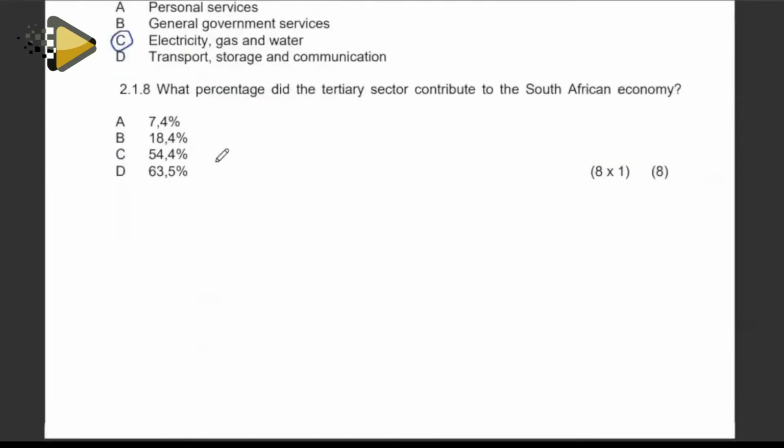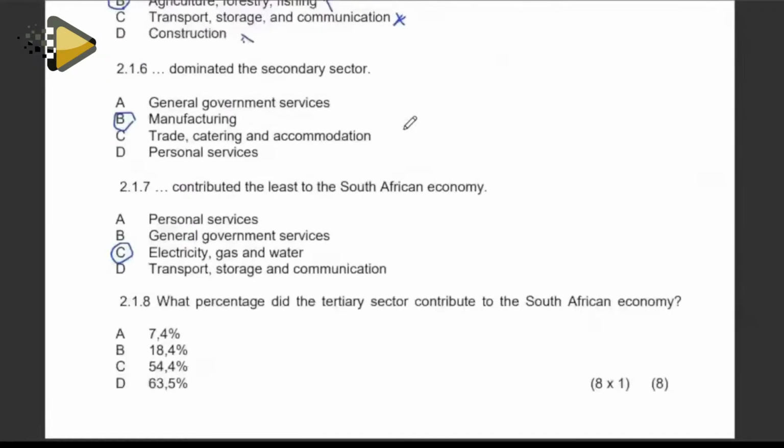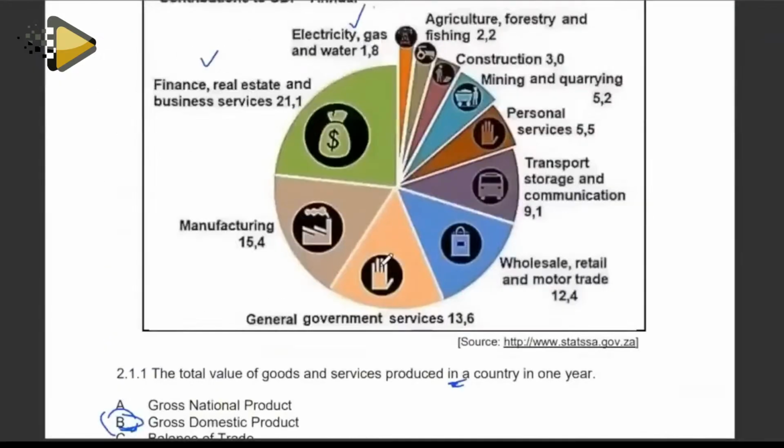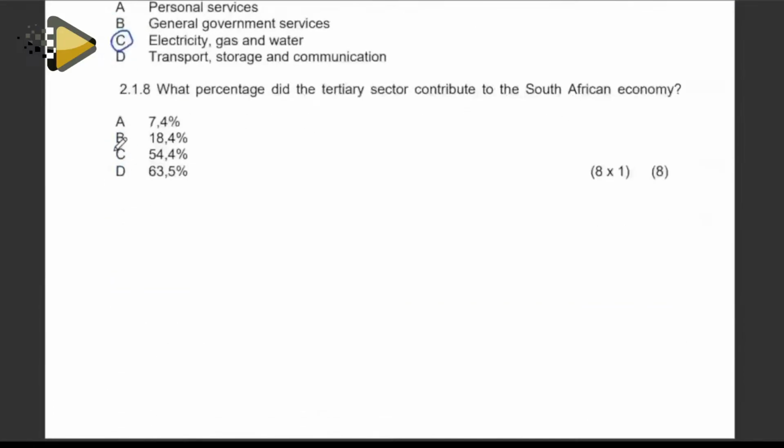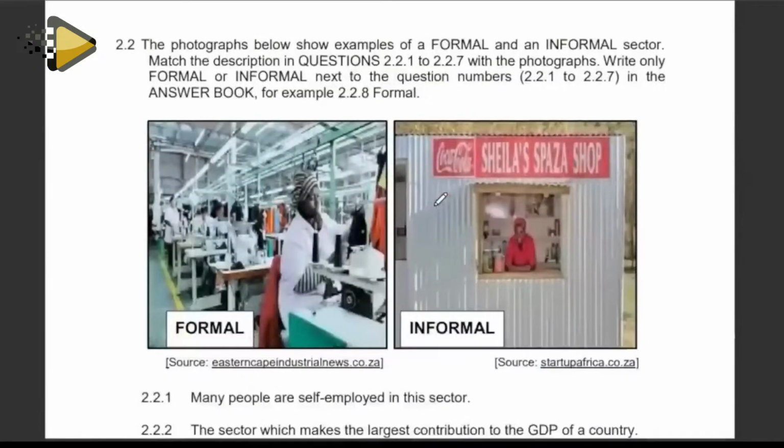Right, move on to 218. What percentage did the tertiary sector contribute to the South African economy? We need to analyze and look at the tertiary sector and see how much it contributed. We have to add up the percentages of the tertiary sector. If we add them correctly and identify them correctly, we are going to get a response of 18.4, which is B. Right, that takes us to the end of the first part of question number 2, which is question 2.1. We are moving on to 2.2.